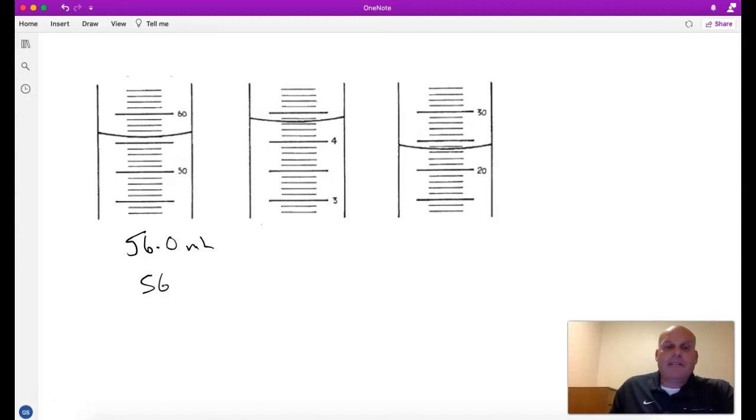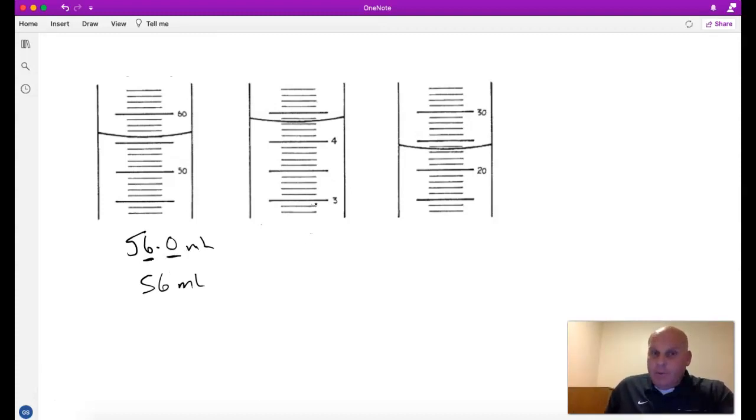Just writing 56 would not have been correct, even if I think it's directly on the line, because again, I know precisely to the ones place on this instrument, which requires me to record my measurement to the tenths place, one additional digit.